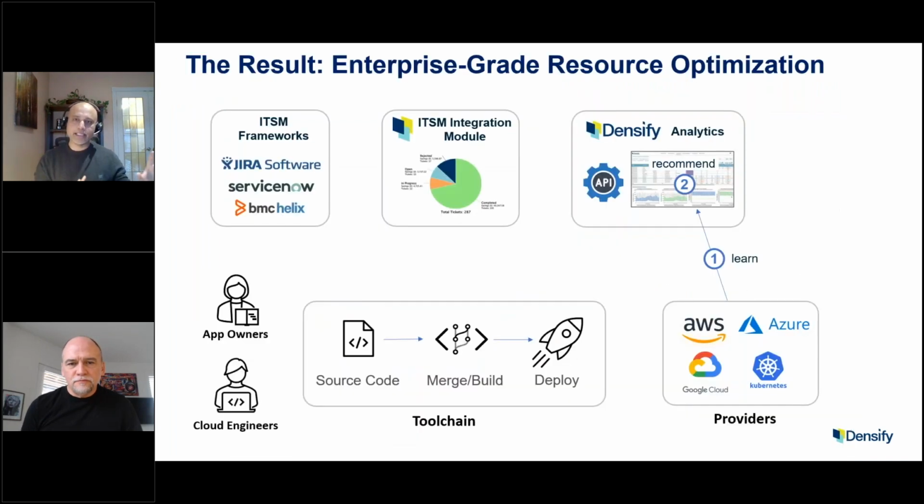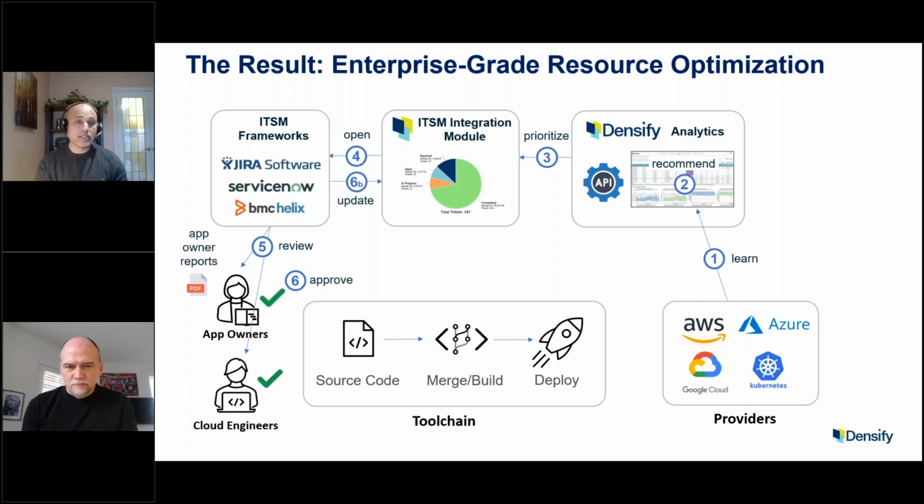Those are some of the key things I wanted to bring up that go into a successful ITSM integration. We open these tickets through this ITSM integration. It gets reviewed. That PDF is the app owner report that I was showing. Once it's approved, we read it back, we update it so we know it's approved. That can drive that pie chart.